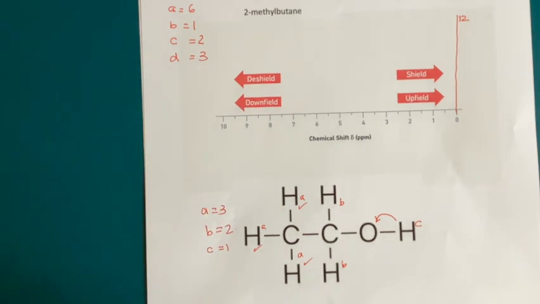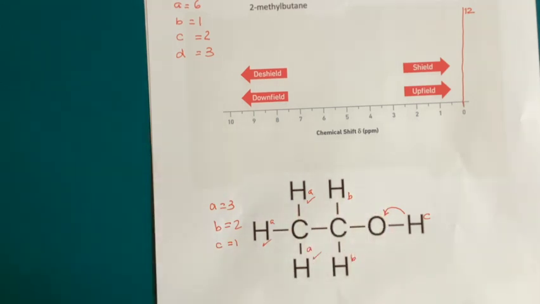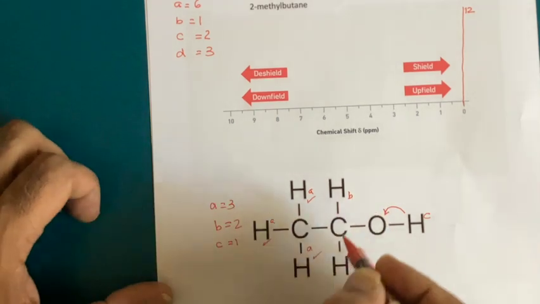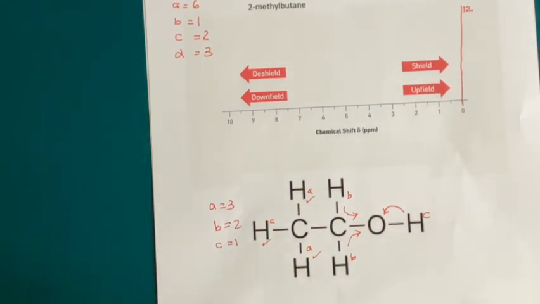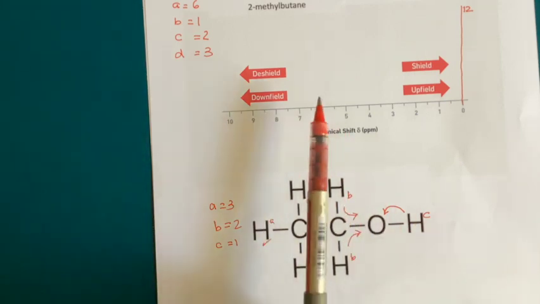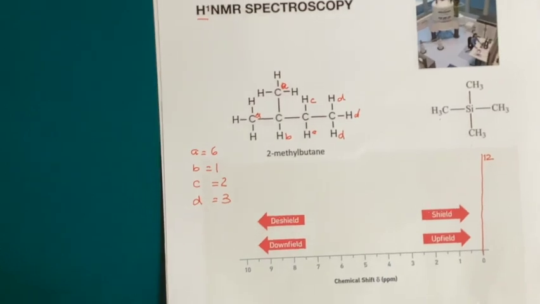somewhere downfield. Then hydrogens in environment B are also going to be a little bit more downfield than the ones in environment A, because environment B is closer towards that OH group there, and that too is going to have some effect of de-shielding, pulling electrons this way. And signal B would be a little bit less downfield than signal C, and finally signal A will be the closest then to TMS. And that is how you interpret the low resolution NMR spectrum of ethanol and 2-methylbutane.